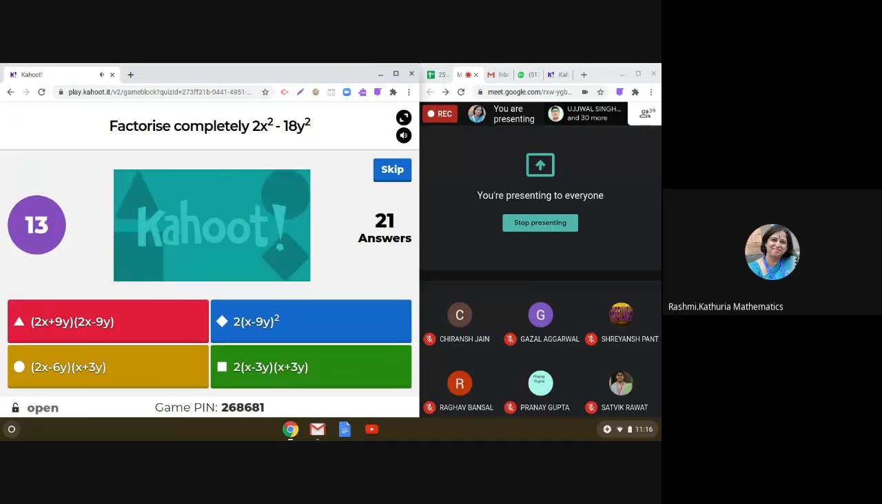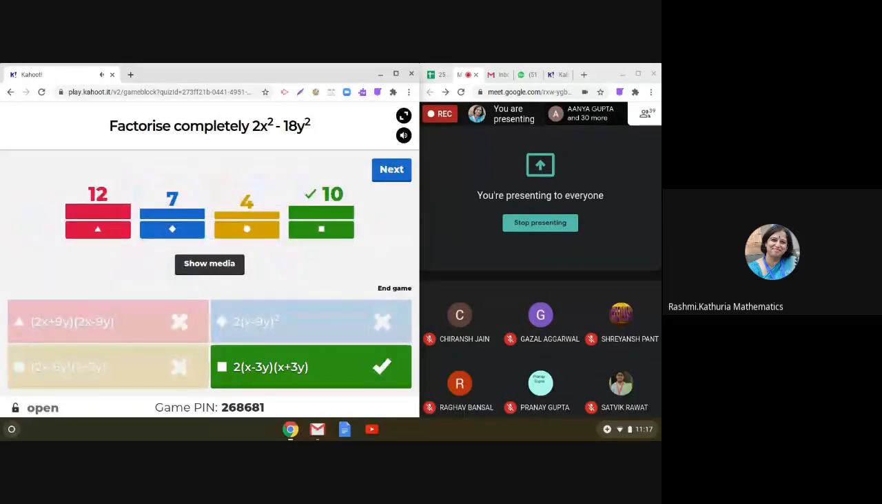2x squared minus 18y squared. I can see 32 answers on the screen. 33? Wow. So you see here again, 2x square minus 18y square. You can quickly see that I cannot make a perfect square here. So what I would do, I would first take common, 2 into x square minus 9y square. Quickly write down 2 into x minus 3y into x plus 3y. That's the right answer. I hope you are using that skill of observation and solving in your mind and attempting the right answer. Okay, I'm coming to the next one now.